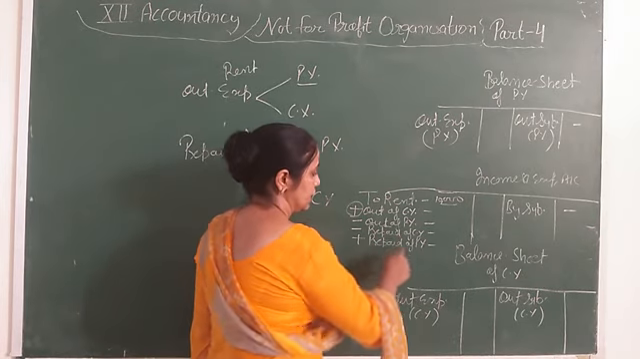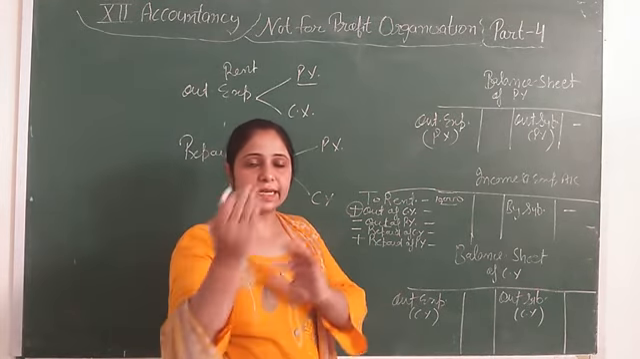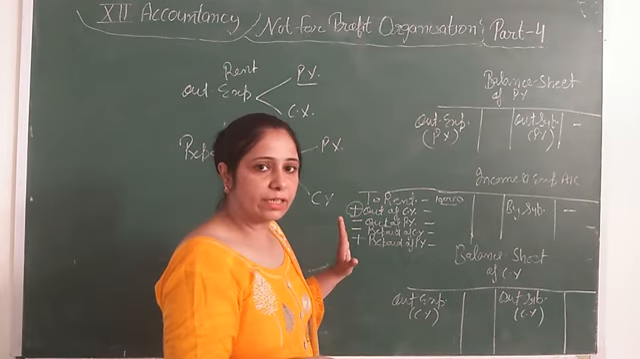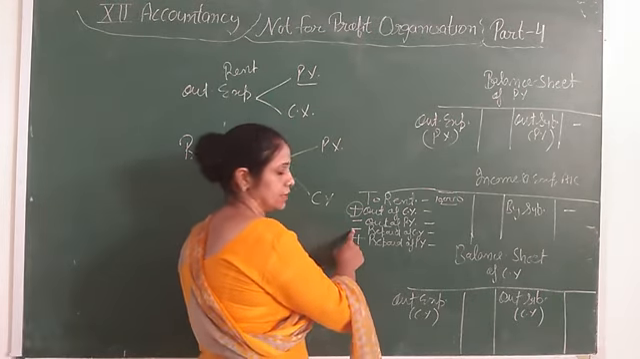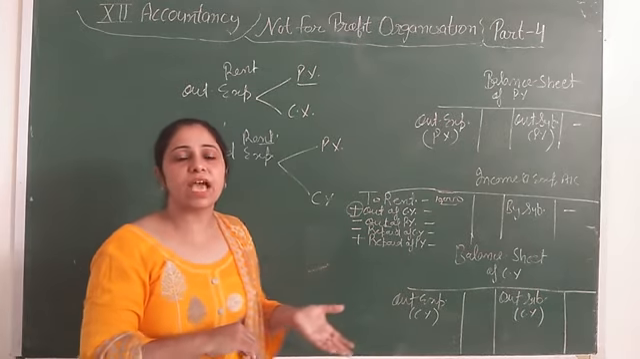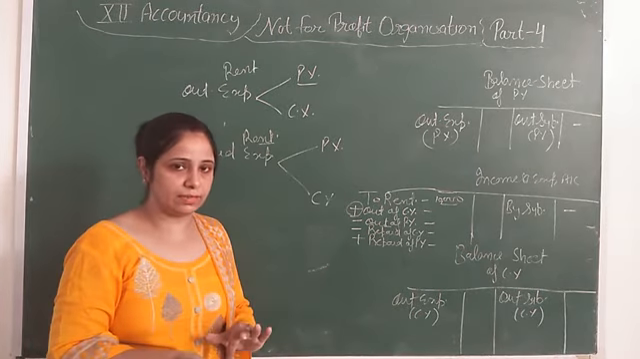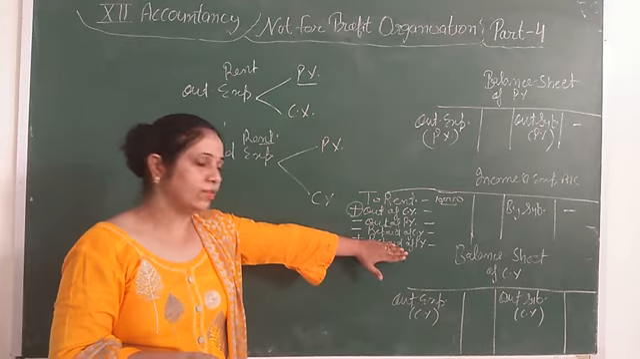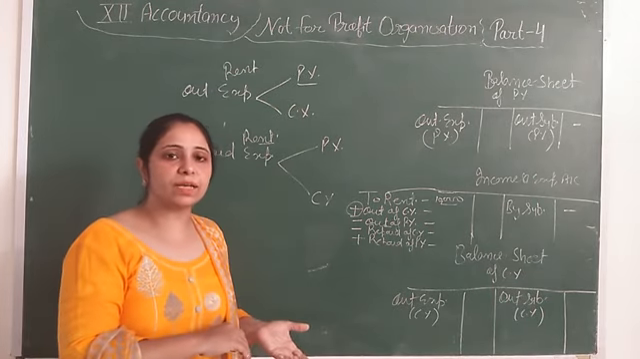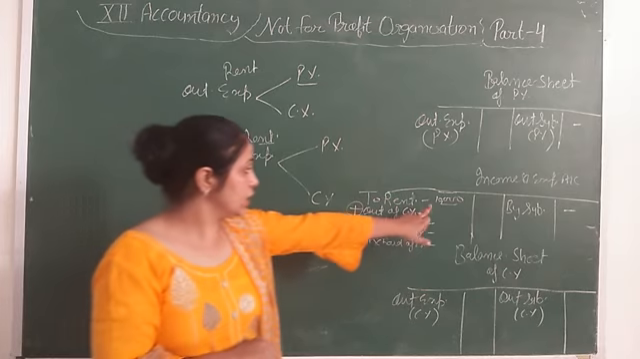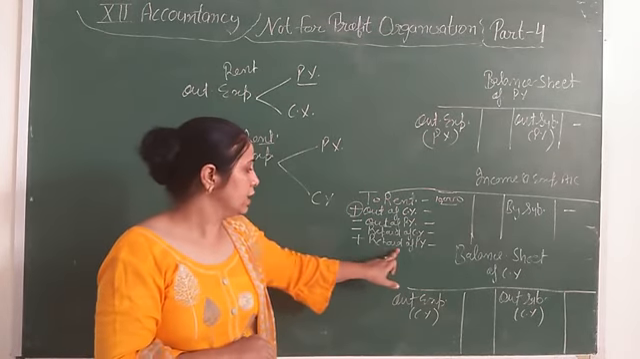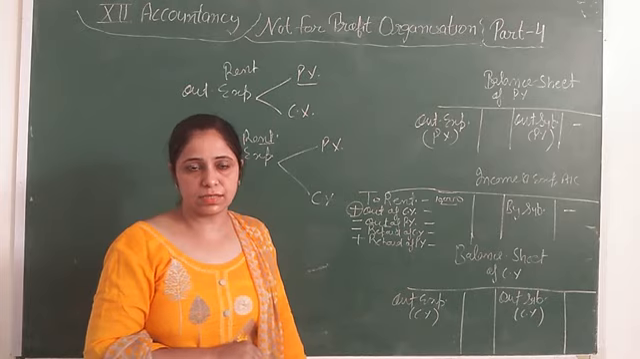Prepaid of the current year means it's related to next year, so it is not related to the current year, and we deduct it. Prepaid of the previous year means in the previous year we paid for the current year. It's related to the current year, but we paid it in the previous year, so it is not included in this 10,000. That's why we add the prepaid of the previous year.